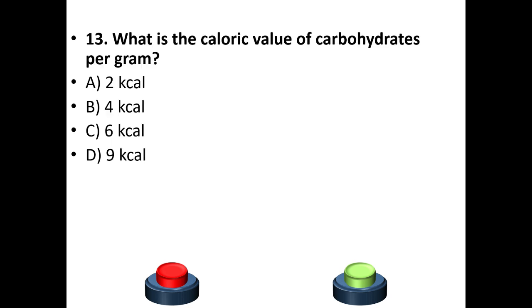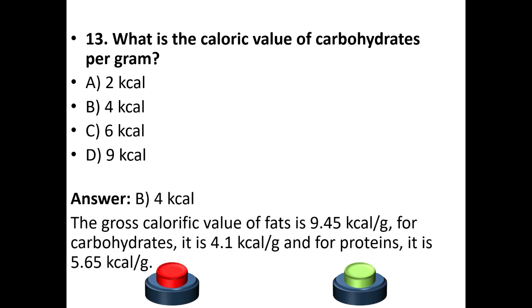13th question. What is the calorific value of carbohydrates per gram? 2 kilocalorie, 4 kilocalorie, 6 kilocalorie, 9 kilocalorie. Which is the answer? Here answer is B, 4 kilocalorie. The gross calorific value of fats is actually 9.45 kilocalorie per gram, but in exams it may be asked like 9 kilocalorie per gram. For carbohydrate the actual value is 4.1, but in exams usually it will be asked as 4 kilocalorie per gram, and for proteins it is 5.65 kilocalorie per gram.